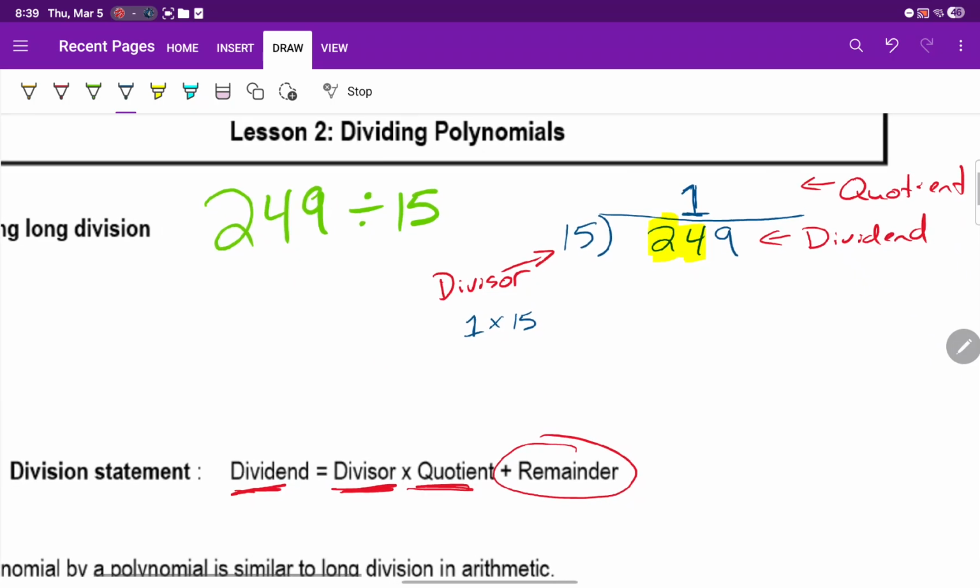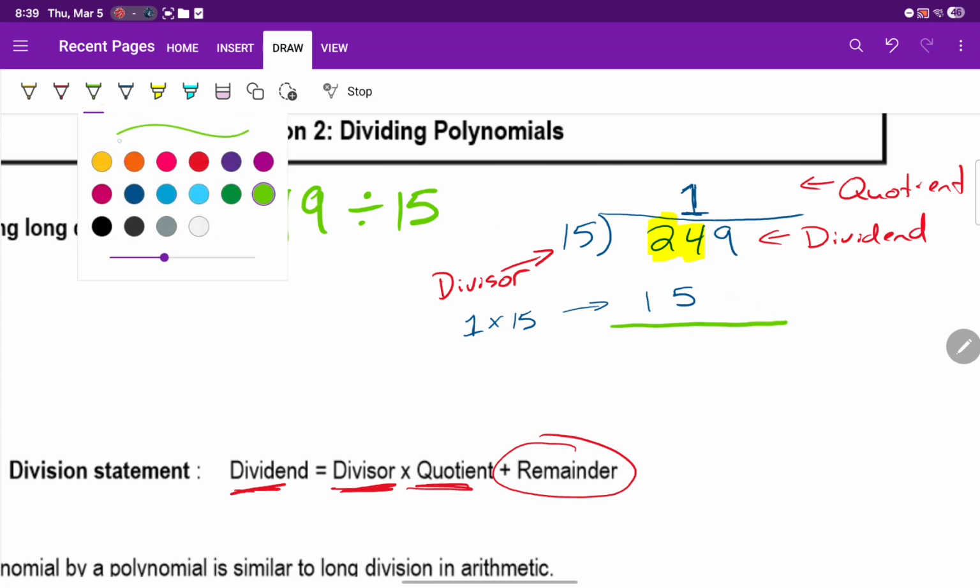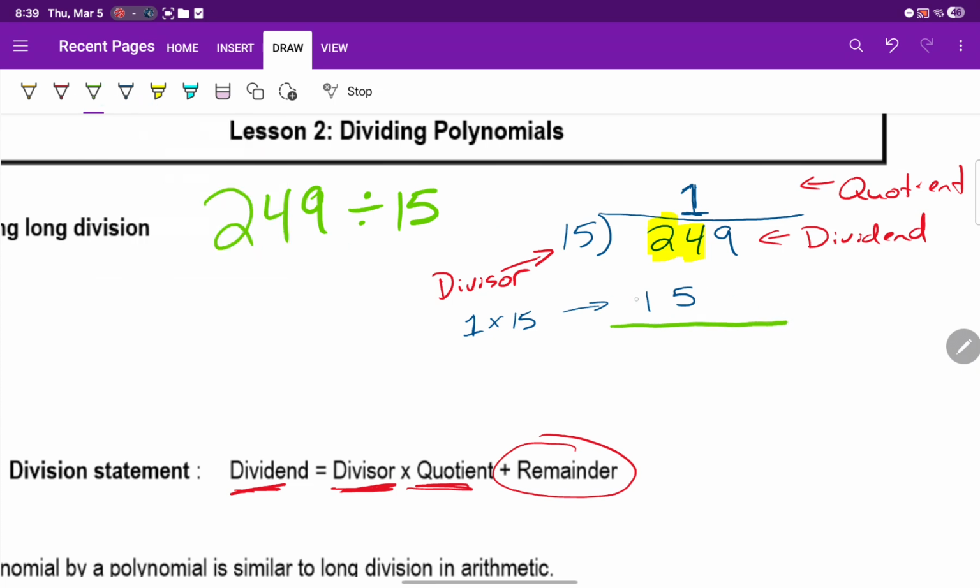Now when I do that, I'm going to put my result underneath my 24. So I put my 15 there. Now what I'm going to do is I'm going to subtract these values. So I'm going to go 24 minus 15. So 24 minus 15 is 9. So I'm going to put my 9 here.